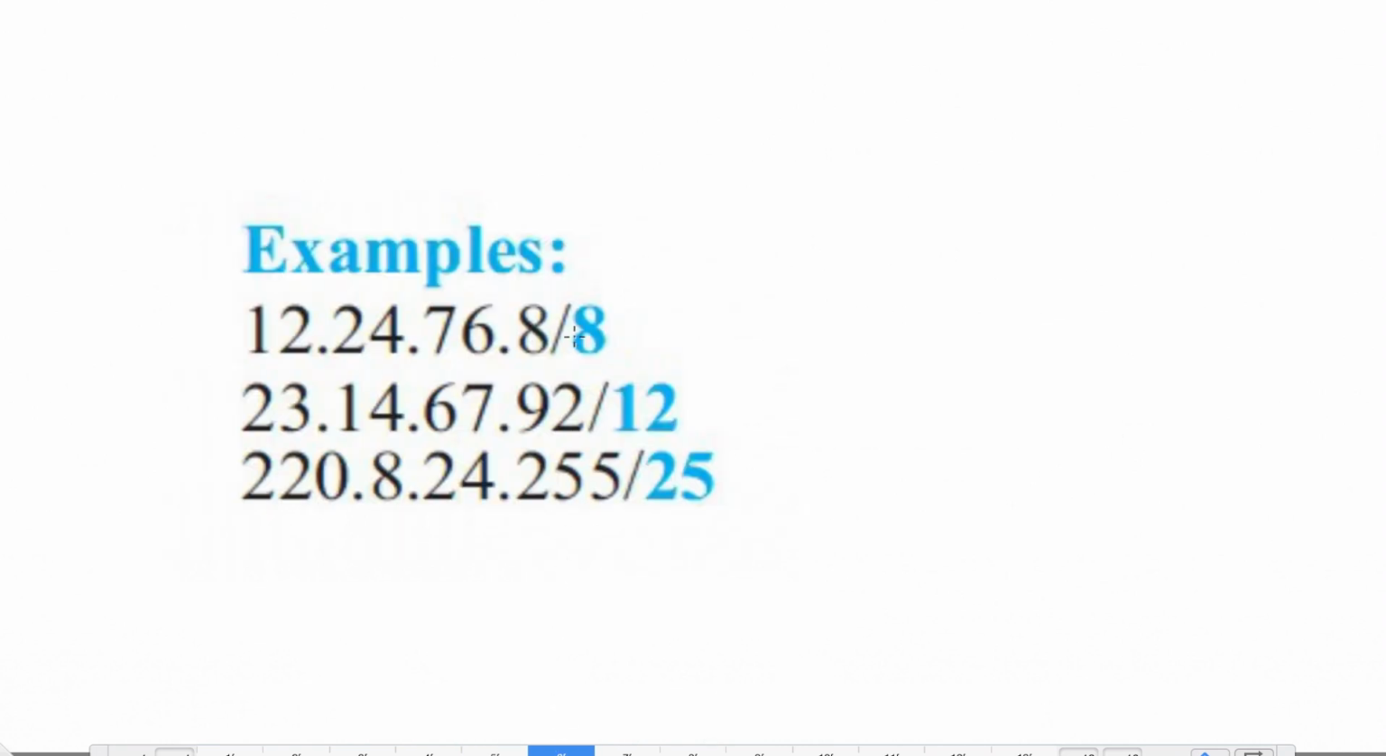For example, suppose this is an IP address, then this 8 is telling me that only the first 8 bits are being used for the network ID. This 12 is telling us that the first 12 bits are used, so basically these are the 8 bits, and then out of 14 you need to take only 4 bits. So 23 dot 14, you need to represent that 14 in 8 bits, 1 2 3 4 5 6 7 8, and then there will be some representation of 67, I am not representing it, then some representation of 92, I am not doing it, and then slash 12. So basically the initial 12 bits, the 8 bits and then these 4 bits, are used for the network ID. This 12 is telling me that.